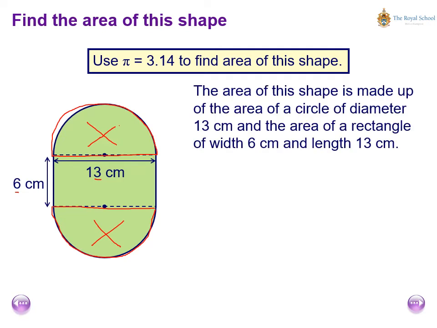So here we've got the circle made up of a diameter of 13 for the parts of a circle, and the rectangle of width 6 and then 13. So let's run through our parts and the calculations we need to do now.